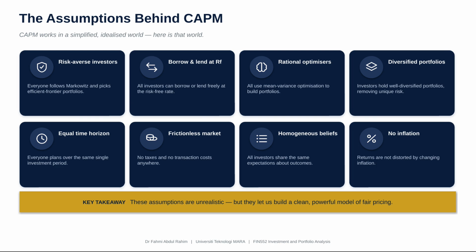Now, you have probably already noticed that not one of these assumptions is fully true in the real world. There are always taxes, costs, and disagreements. So why bother? The takeaway answers that these assumptions are indeed unrealistic, but they are what allow us to build a clean, powerful, and genuinely useful model of fair pricing. A simplified map is still far better than no map at all. Let us see what these assumptions lead to and why the result matters.